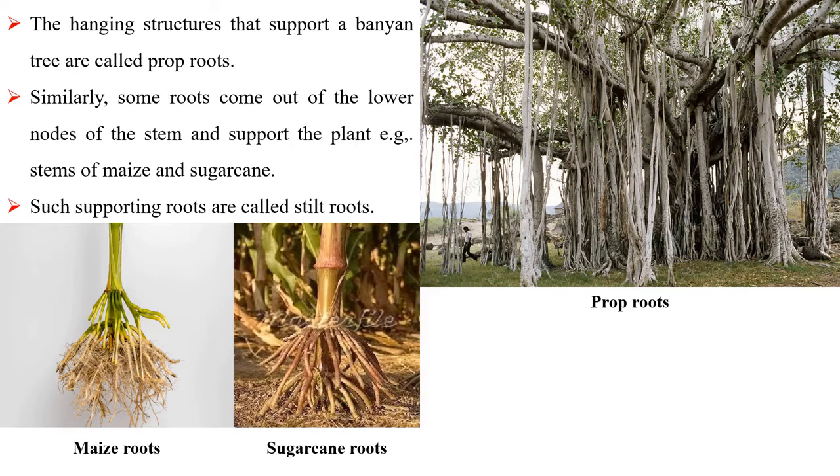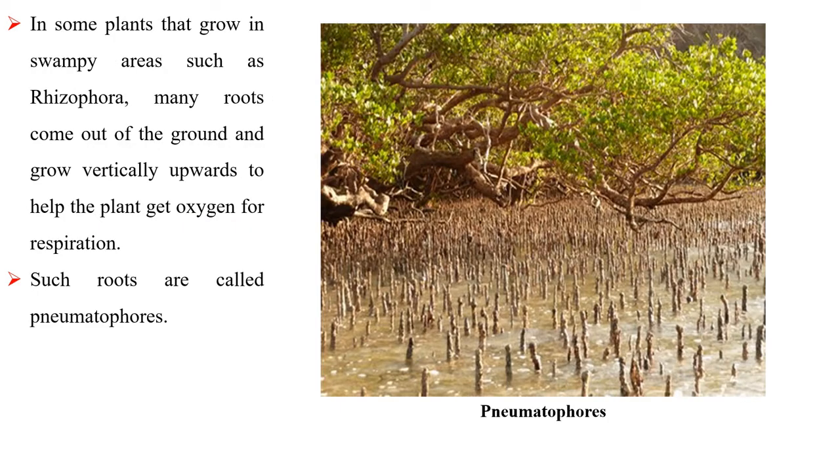Similarly, some roots come out of the lower nodes of the stem and support the plant, for example the stems of maize and sugarcane. Such supporting roots are called stilt roots. In some plants that grow in swampy areas, such as Rhizophora, many roots come out of the ground and grow vertically upwards to help the plant get oxygen for respiration. Such roots are called pneumatophores.